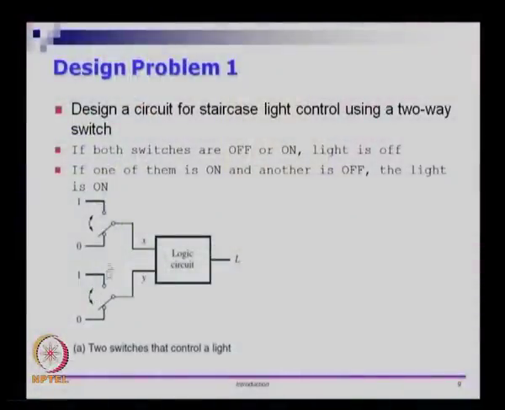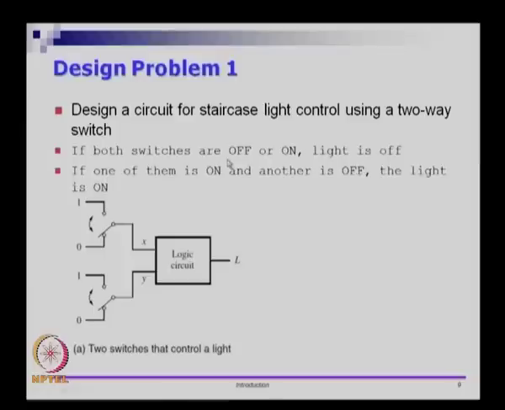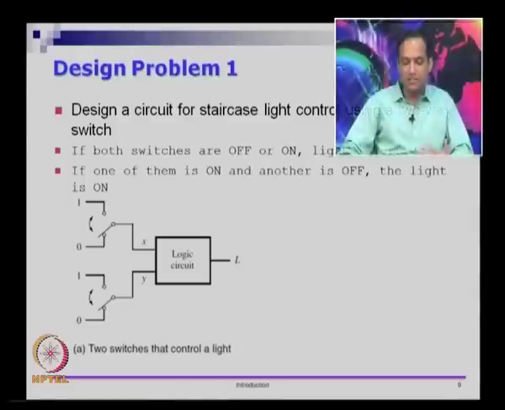We have two switches that we want connected to a logic circuit in such a way that if both the switches are off or both are on, the light is off. If one of them is on and the other one is off, the light is on. This is fairly straightforward. You might see this in staircases, and also in reading lamps. Sometimes you have a light by the bedside and you want to turn the tube light on or off by the switch in the bedside. This is a common thing in houses.